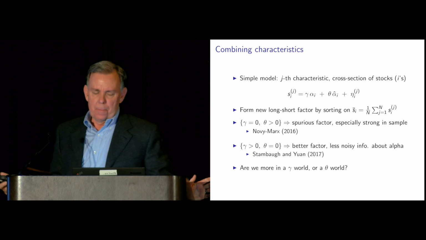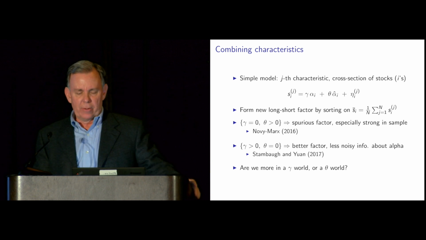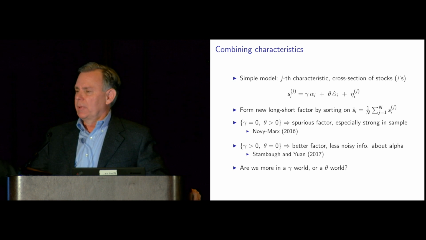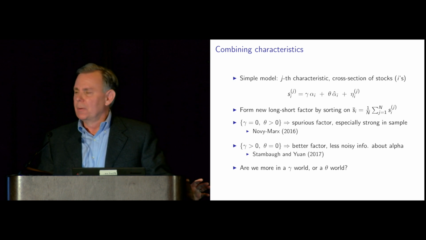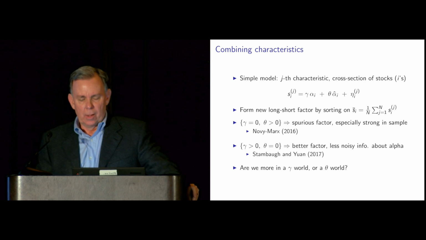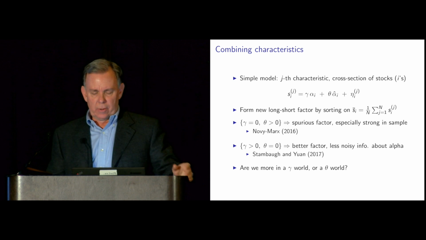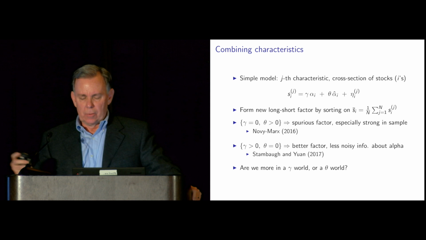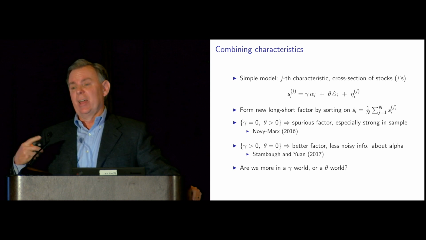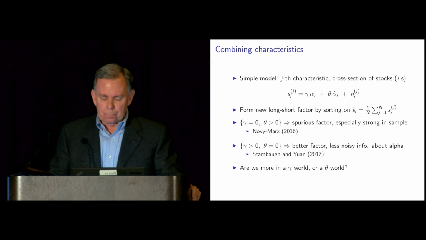Let me give you a simple way of thinking about this. Suppose you take a given characteristic in a stock and sort of decompose it cross-sectionally into some relation to true alpha, some relation to in-sample alpha, and then some component related to neither. And you form a new factor by averaging n characteristics across stocks and sorting on that.